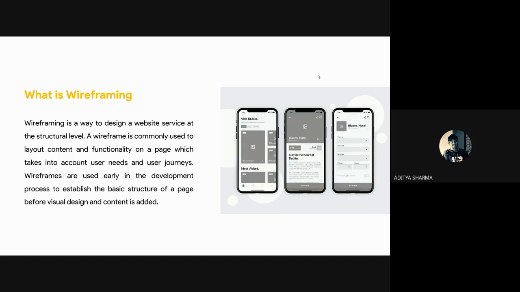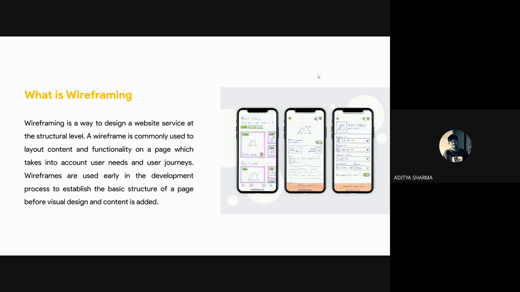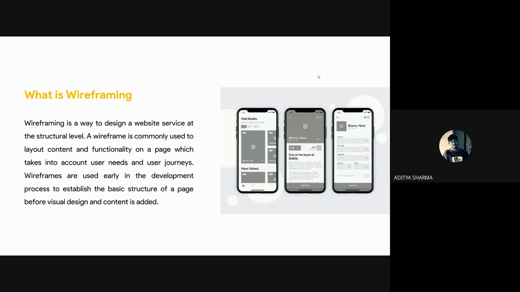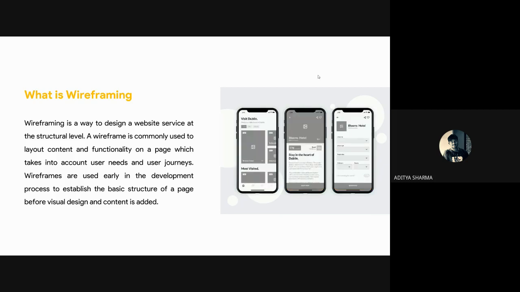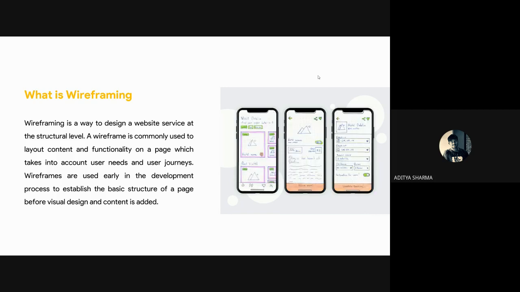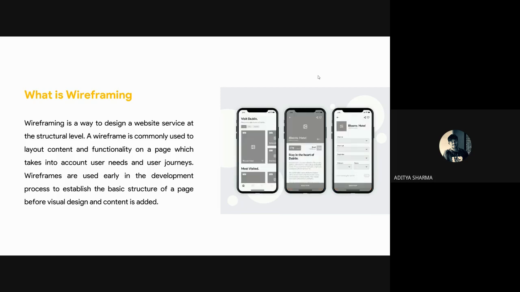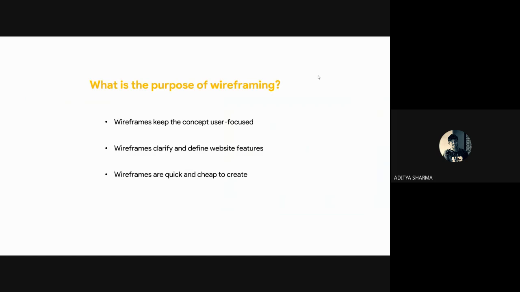Okay. So how are wireframes used? Wireframes are used in the early development process to establish a basic structure of a page before visual design and content is added. It is just to ideate how the content would be placed, how the features and functionality would be created on the said application. Once that is finalized and tested, then you proceed ahead with the UI design.